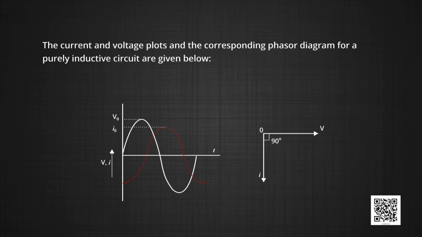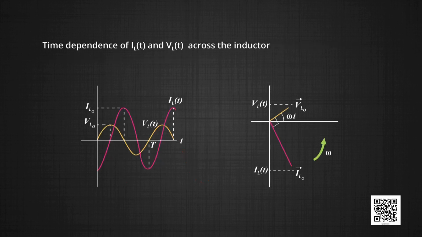Here the current and voltage plots and the corresponding phasor diagram for a purely inductive circuit are given below. We can see here the variation of voltage and current when there is an inductor in the circuit. There is a phase difference of pi by 2 between voltage and current, that is, the phase is plus 90 degrees. That means the time dependence of IL and Vt across the inductor.